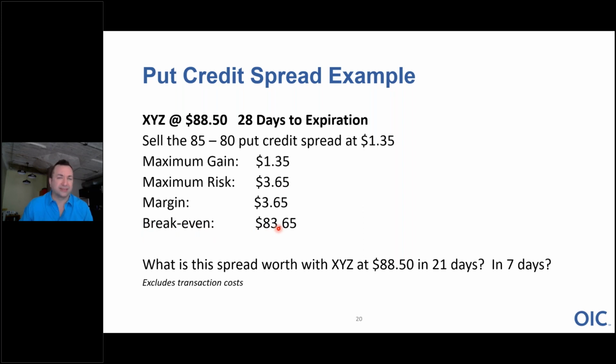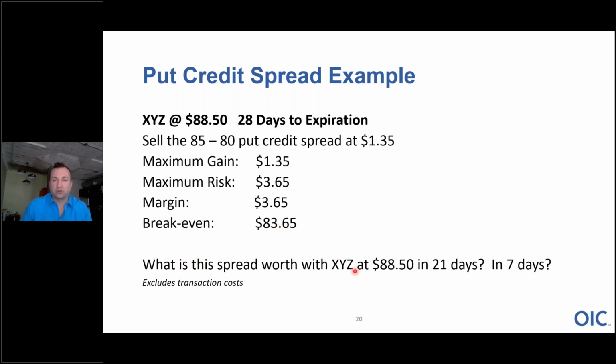Then I'll talk through break even right here. At what stock price at expiration would our position give back $1.35, the credit we got up front? Again, that's ours to keep. What stock price at expiration do we give that back? And that's when our obligation to buy stock is $1.35 above the current stock level. And there you go, 83.65 is your break even.